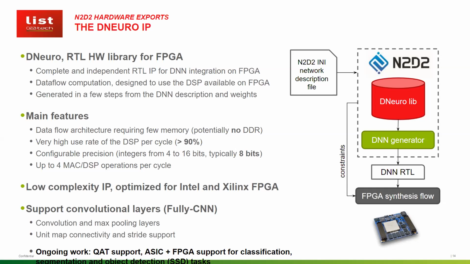Now we are working to integrate the QAT support, not only for FPGA, but also for multi-targets like ASIC plus FPGA, in order to do different tasks like image classification, but also segmentation and object detection. We work with the SSD type of object detection. This is work in progress, and for the moment we do not share it here. So we can move to the next slide.